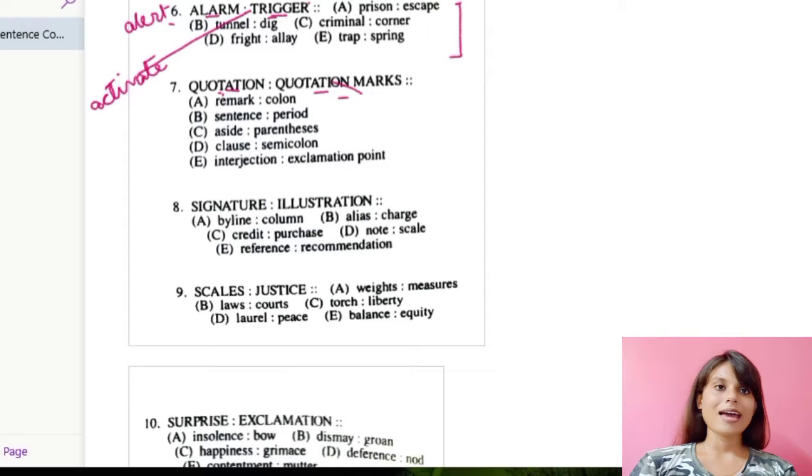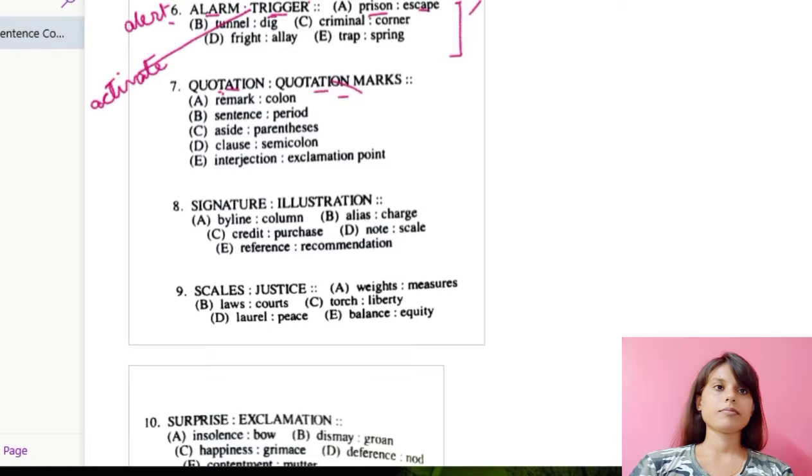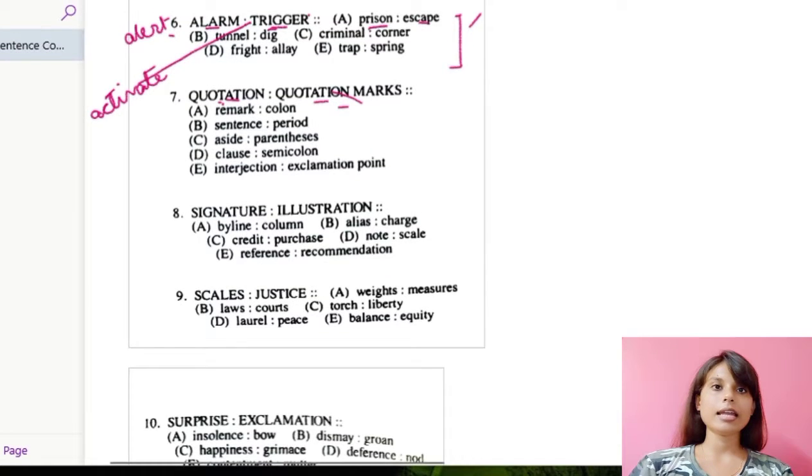First one is prison and escape. Now prison is that cage in which the prisoner is captured, and escape means freedom. So this won't go at all. You see, in alarm the alertness is activating you, so it's kind of dependent on each other. But prison and escape doesn't go with each other, because prison is captivity, it's a jail, and escape means freedom, you're running away, so it makes no sense.